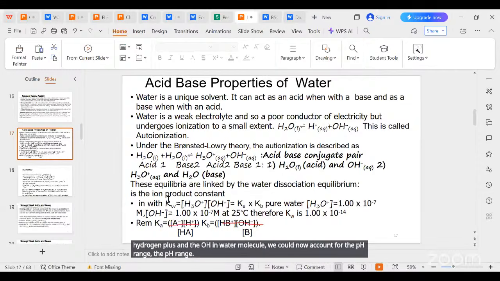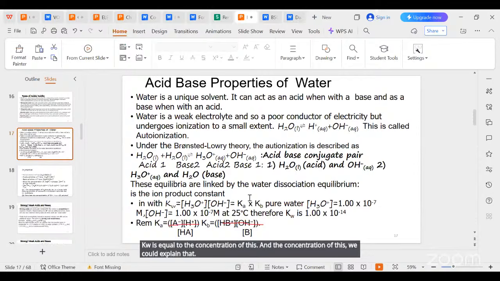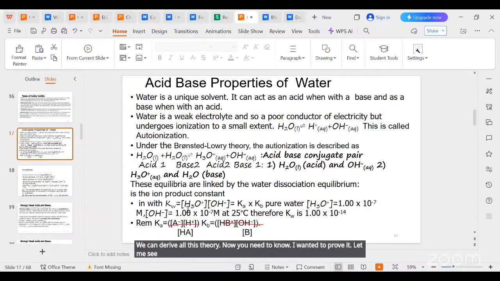So look at this, Kw. Based on that, we can now say Kw is equal to the concentration of this and the concentration of this. We could explain that. We can derive all this theory. Now I wanted to prove the theory. Let's see if I have time, because I must finish acid and base today.